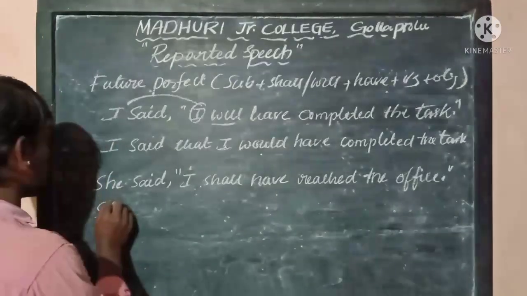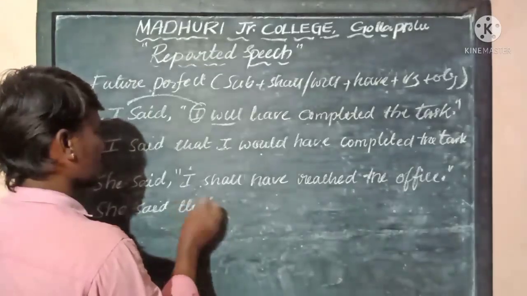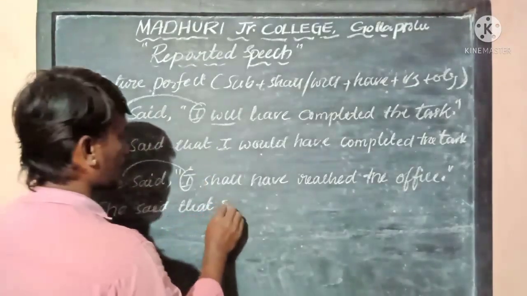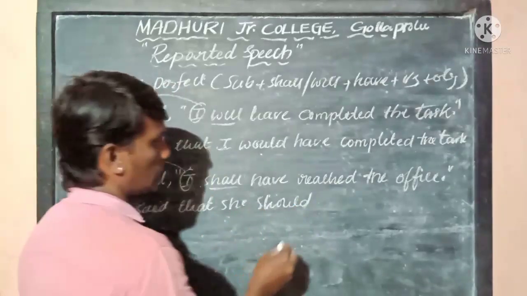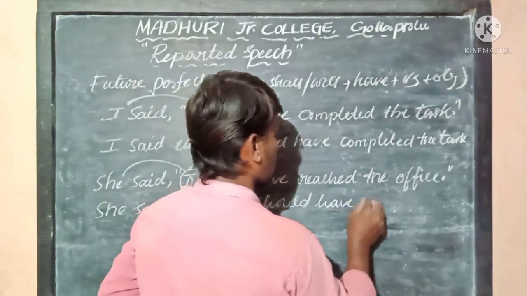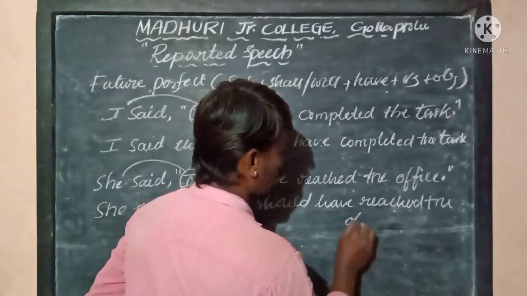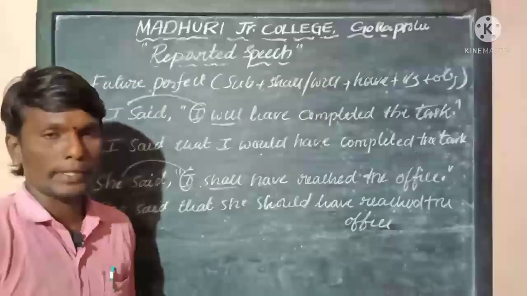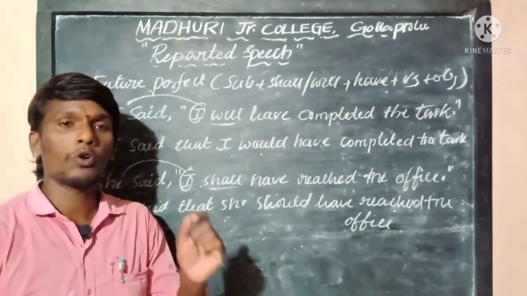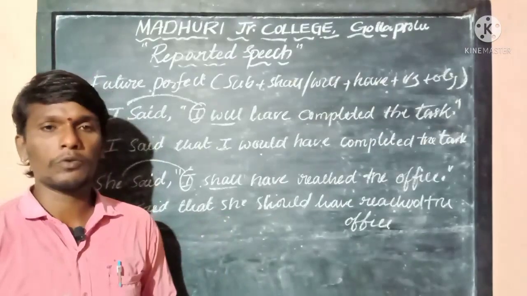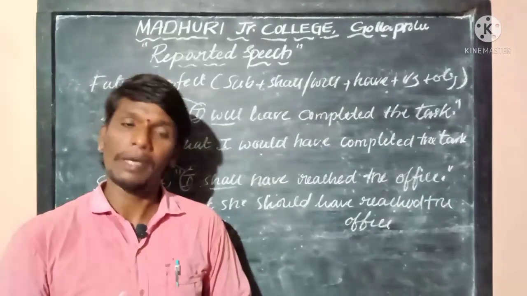So here in the same example, she said that. What does I refer to? I refers to she. She said that shall becomes should. She said that she would have reached the office. Okay. So here, my dear students, the very thing that you understand in future tense is you should change only the modal, that is shall becomes should and will becomes would and can also becomes could. So there is no need to change the verb form.